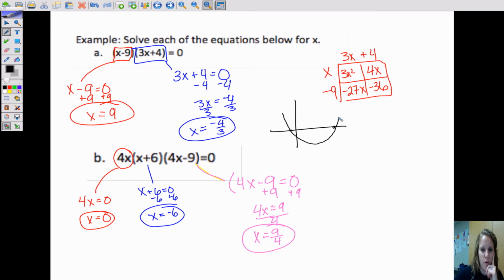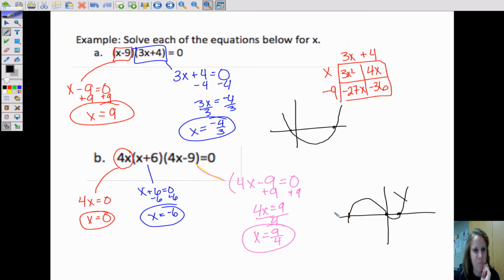And you don't have to know about this yet. This is going to be a different kind of equation that has a root of 9/4 would be like right here, negative 6 right here, and 0. So this is going to look like this, something like that. Okay, but the graphs don't mean a whole lot right now. We're just concerned with you being able to find those roots.